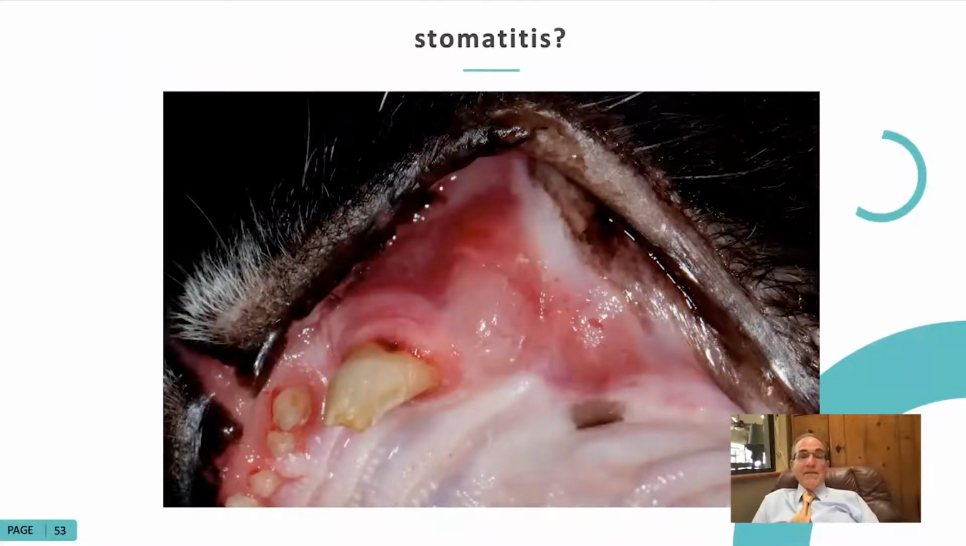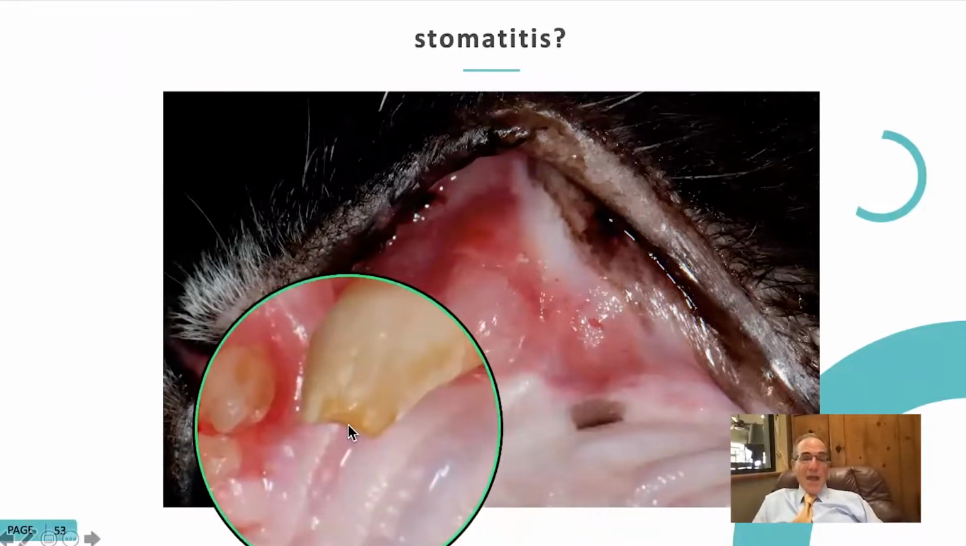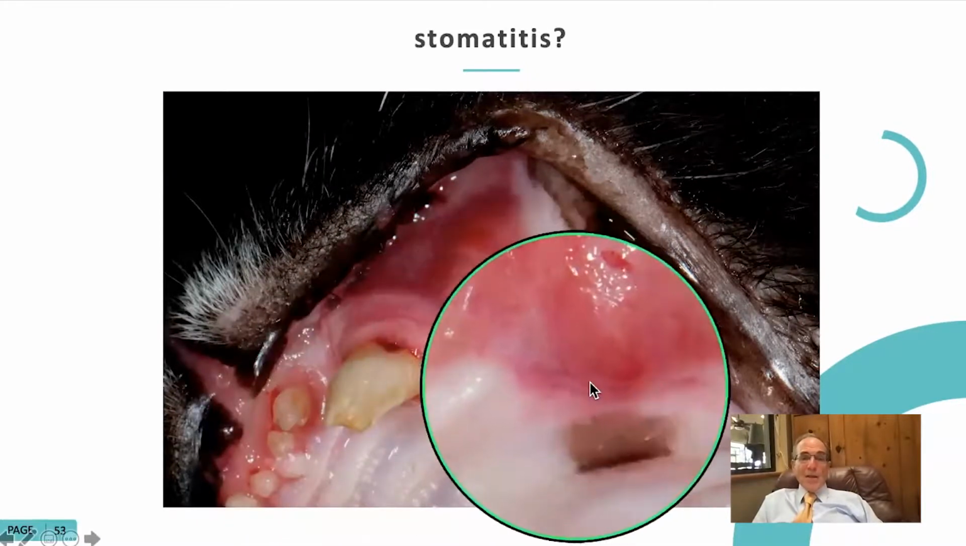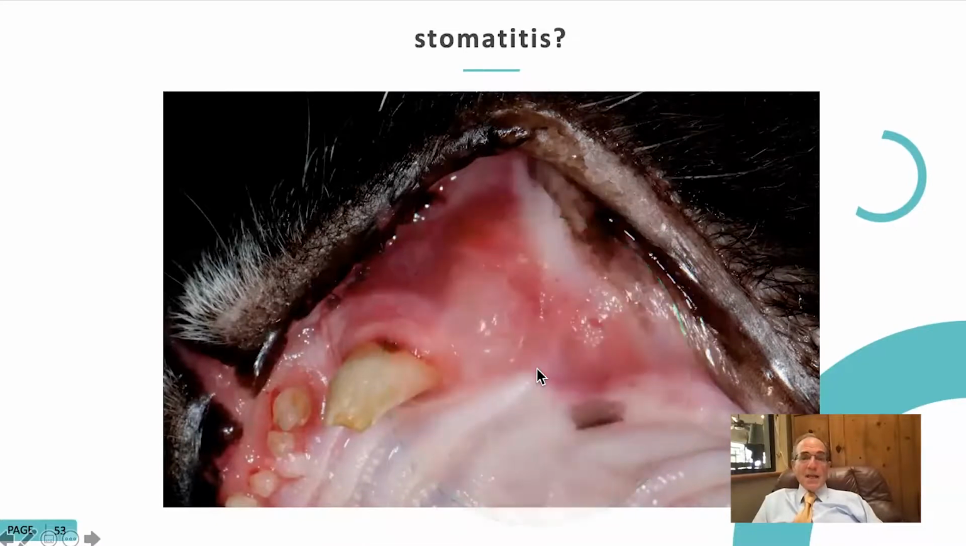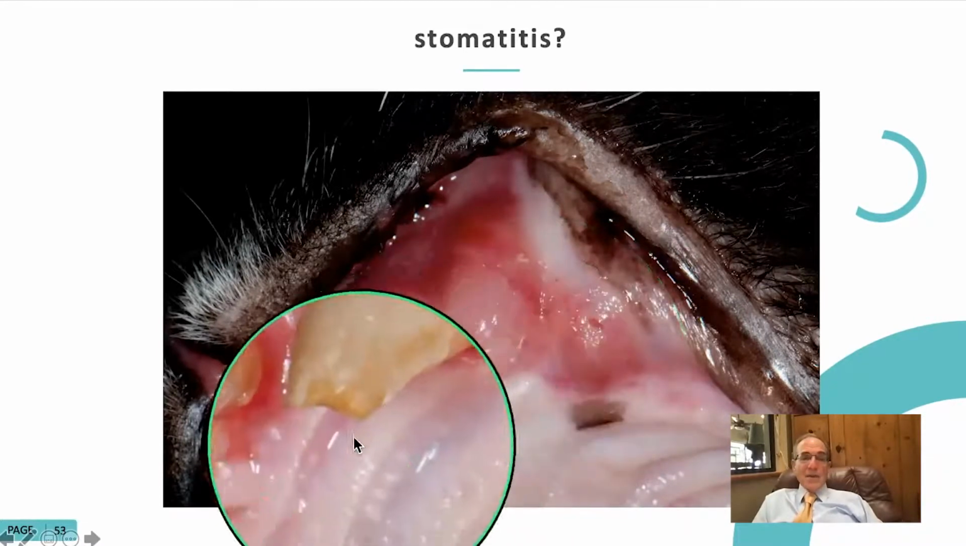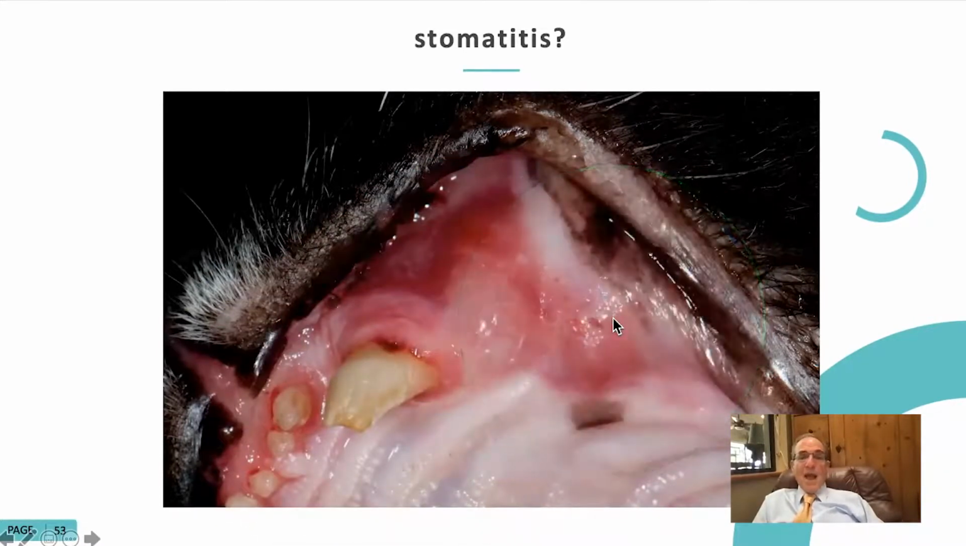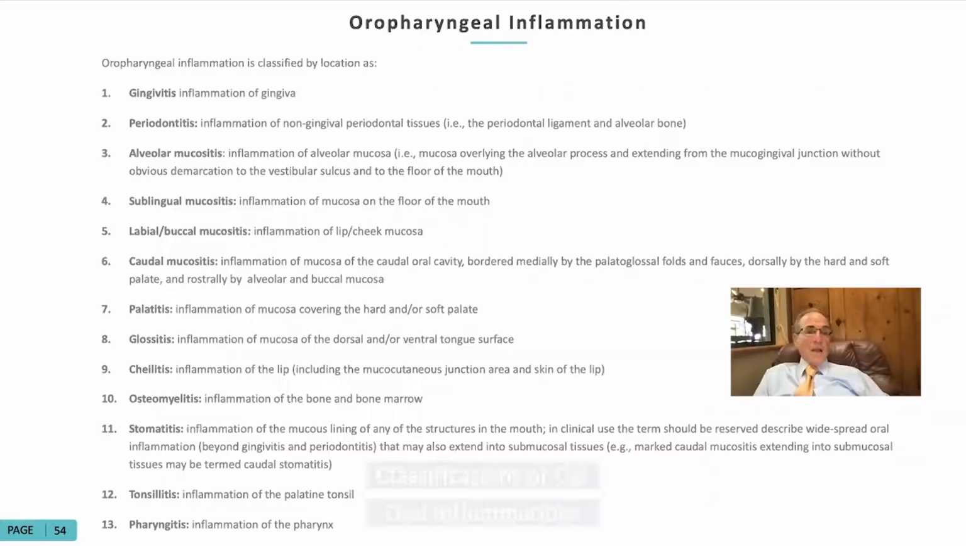Not all inflammation is stomatitis. This cat came in with a fractured canine tooth, and I felt that the swelling back here was probably secondary to infection coming in this way and coming out that way. I took a radiograph, and the bone was destroyed there, and the biopsy came back as squamous cell carcinoma. So not all inflammation is benign.